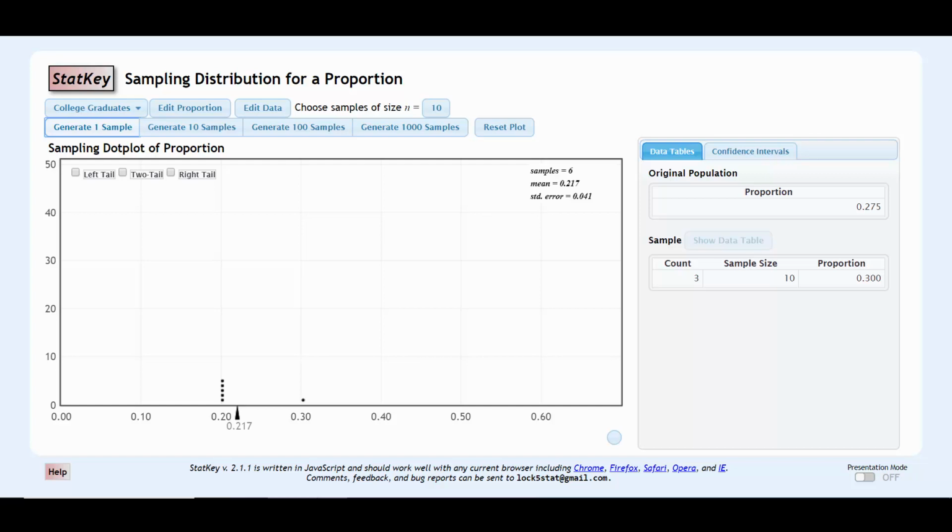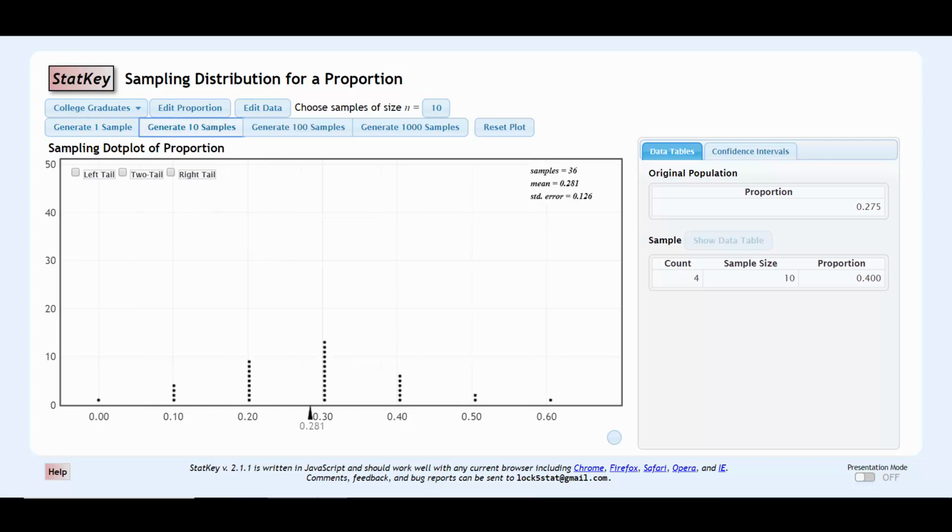All right, so we generated 6 samples so far. And finally on the 6th sample, I got something different. I sampled 10 people. I got 3 of them being college graduates for a proportion of 0.3. So I put that dot right there. And you start to see a distribution building. Okay, so I'm going to generate a whole bunch of those samples now. Instead of just doing one at a time, generate maybe 10 at a time, right?